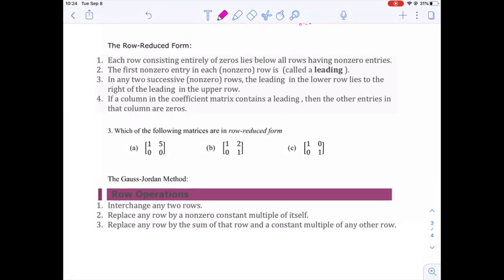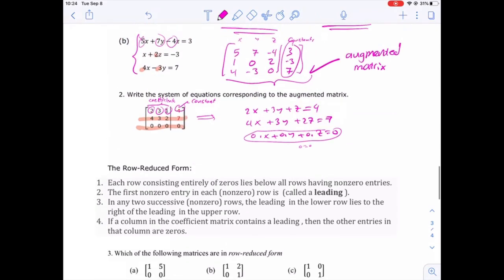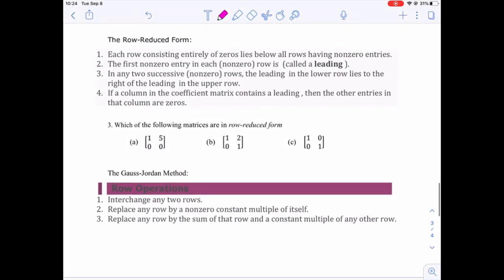Okay. Now why did we learn this? We learned this to solve equations using this augmented form of a matrix. But we need to know some basics before we do that. We first need to know what's called the row reduced form. What do we mean by row reduced form? Row reduced form is a form of a matrix or matrices that has the following properties.